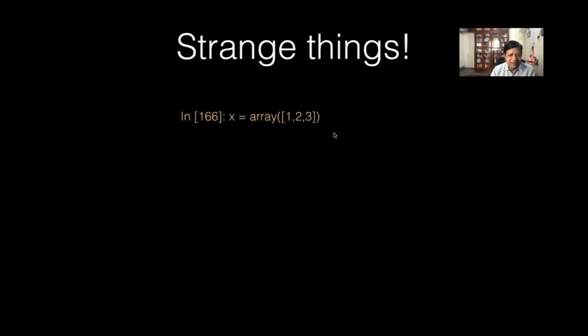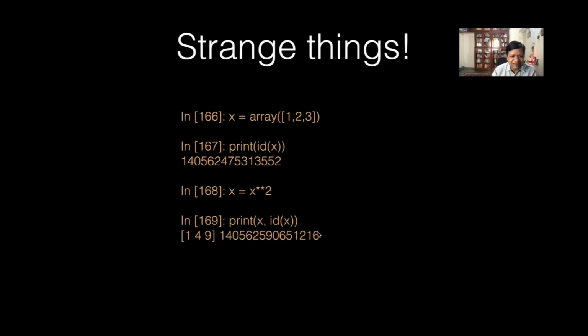Now some strange things. I have this x, and ID of x is this, 552. Now I say x equal to x squared. What happens here? Print x and ID of x. x is of course 149 because it's x squared, but ID of x has changed. So what has happened? This x squared is a new list altogether. The new list doesn't write on the same location. It creates a new object, and its location is different. So x squared is a new object, and that's why the ID is different.